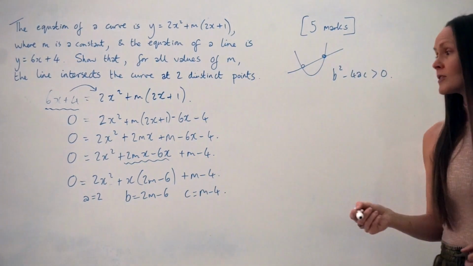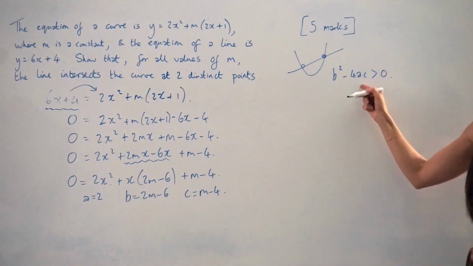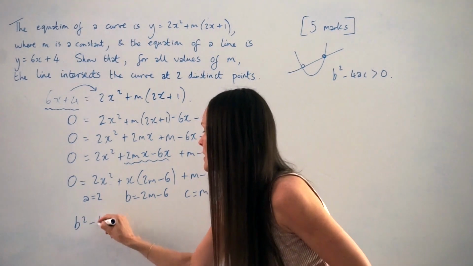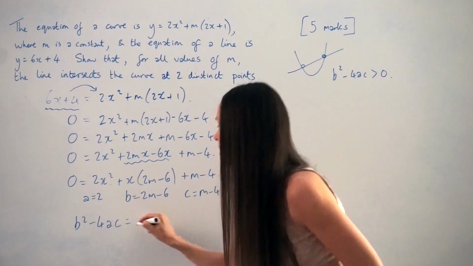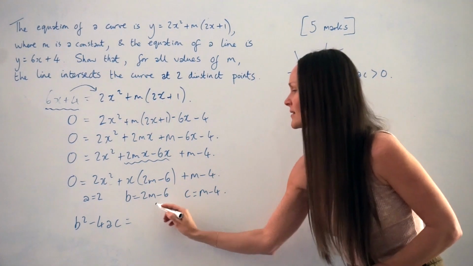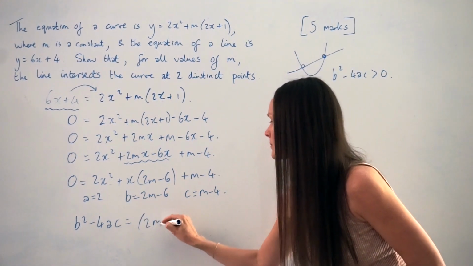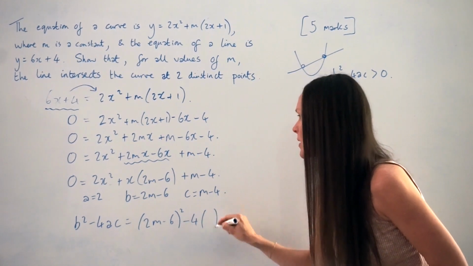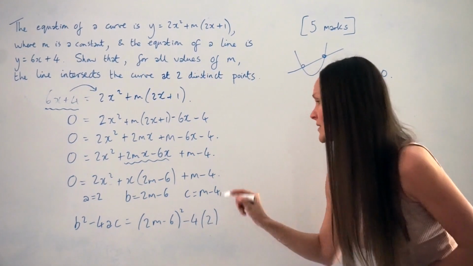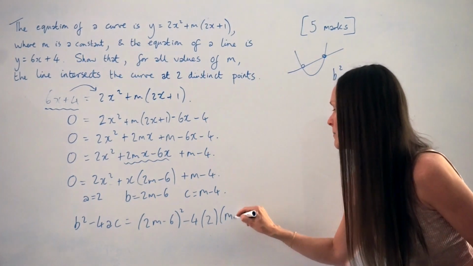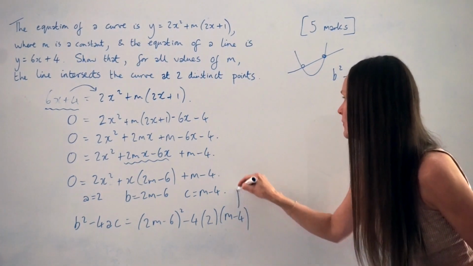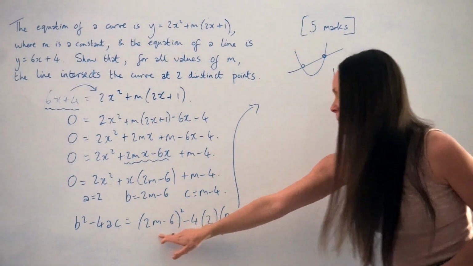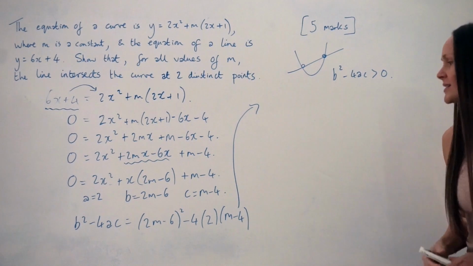Okay, so now we've got our values for a, b and c, we can work out the discriminant, which is b squared minus 4ac. So instead of b squared, I'm going to write 2m minus 6 all squared. Then I've got to minus 4 and multiply that by 2, which is a, and then c, which is m minus 4. Okay, I'm running out of room, so I'm just going to carry on up here. So this is our discriminant, but I'm just going to multiply the brackets and simplify.